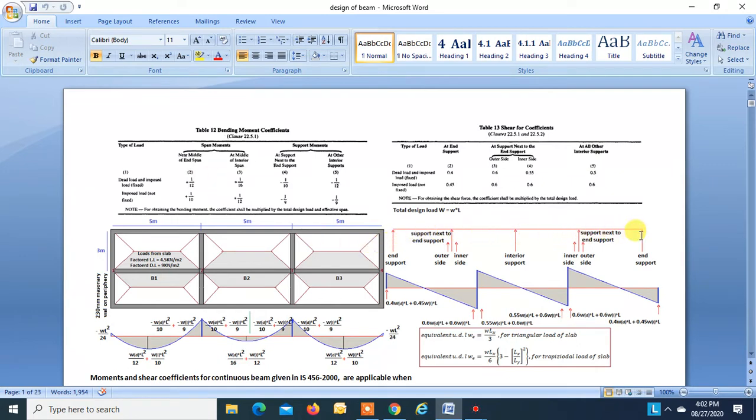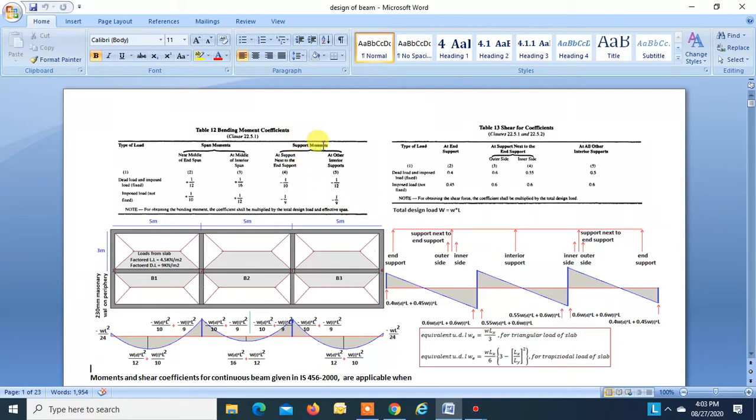Now say this is the beam. Then this is the end support. This is support next to end support. This is an intermediate support. So span moments. These are sagging moments which are applied near the mid span, near mid span of the end span. So this is the end span, so it is applied over here. At the middle of the interior span, so this is the interior span, so it will be applied over here.